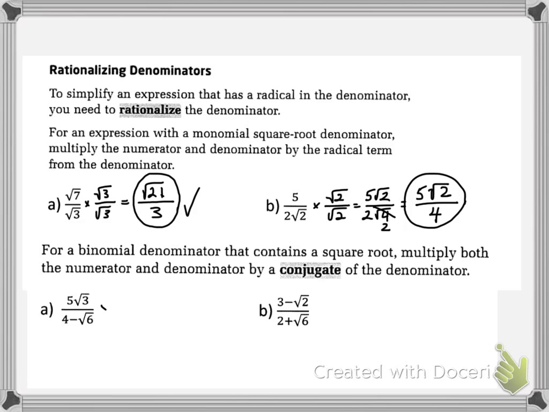For a binomial denominator that contains a square root, you multiply both the numerator and the denominator by the conjugate of the denominator. Well, the conjugate is going to be the same two terms, except the sign between them is going to be opposite. If it was 4 minus root 6, we'd have to multiply the top and the bottom by 4 plus root 6. That's what we're going to do.